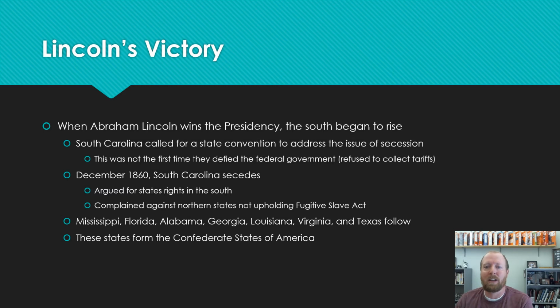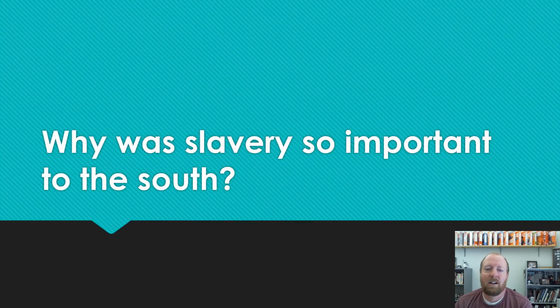This is not the first time they tried this, or defied the federal government. Remember back with Andrew Jackson? But now they secede in 1860. They're arguing for states' rights. They complained that the northern states weren't upholding the federal law of the Fugitive Slave Act. Then Mississippi, Florida, Alabama, Georgia, Louisiana, Virginia, and Texas follow them. And they form the Confederate States of America.